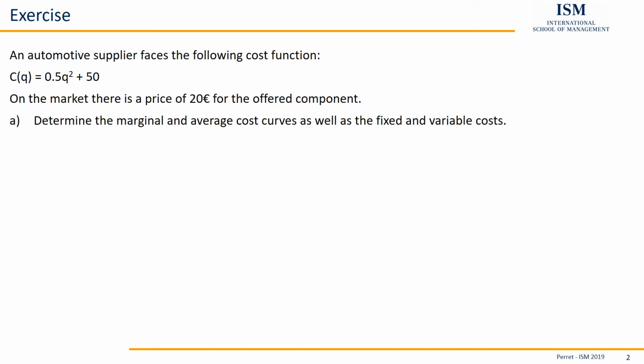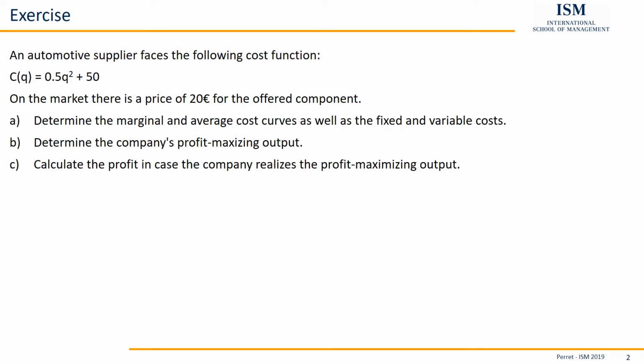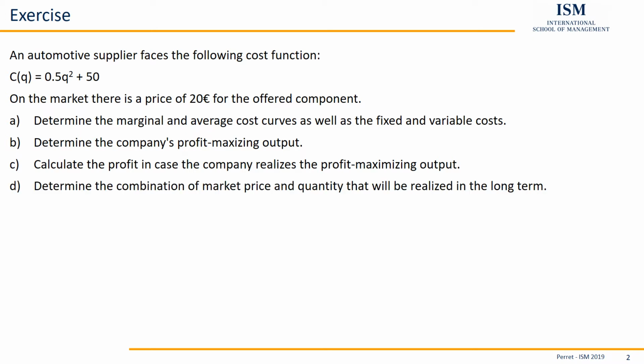A. Determine the marginal and average cost curves as well as the fixed and variable costs. B. Determine the company's profit maximizing output. C. Calculate the profit in case a company realizes the profit maximizing output. D. Determine the combination of market price and quantity that will be realized in the long term.